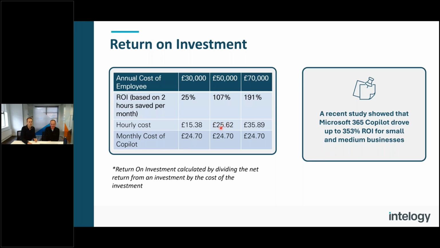So, that kind of hourly cost for someone earning 50k is basically what you'd pay for Copilot each month. So that break-even point is an hour for that kind of individual. And as I say, the higher you go up the salary range, the more those return on investment savings are going to be made. And again, looking beyond just the numbers, how will those people use that time that they save? Will they just do other things? Or could that time be used on revenue generation?